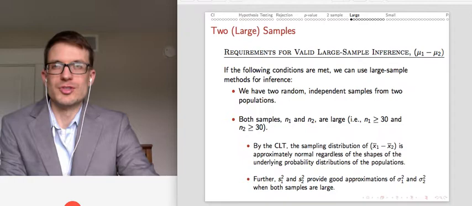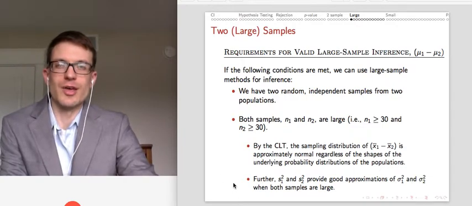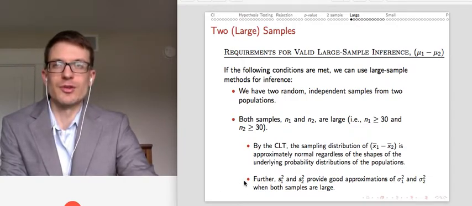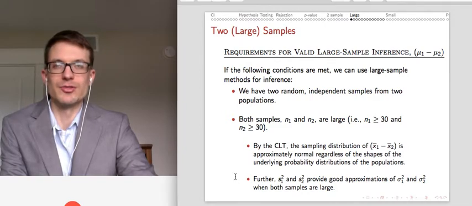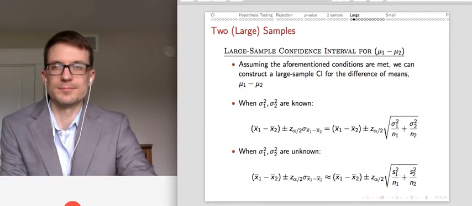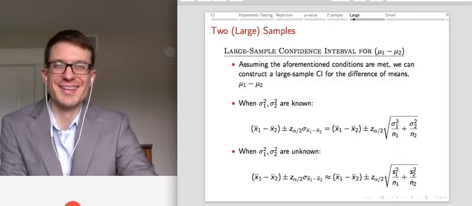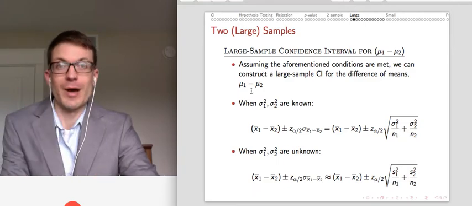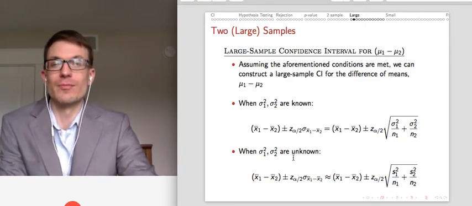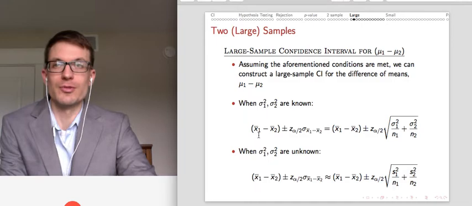And when those conditions obtain, we know that the sampling distribution of the difference of the sample means is approximately normal by the central limit theorem. And also for large samples, we know that the sample variances are going to be pretty good approximations of the population variances. So now under these conditions, we're able to build one of two confidence intervals according to whether or not we know the population variance or if we have to estimate the population variance with the sample variance.